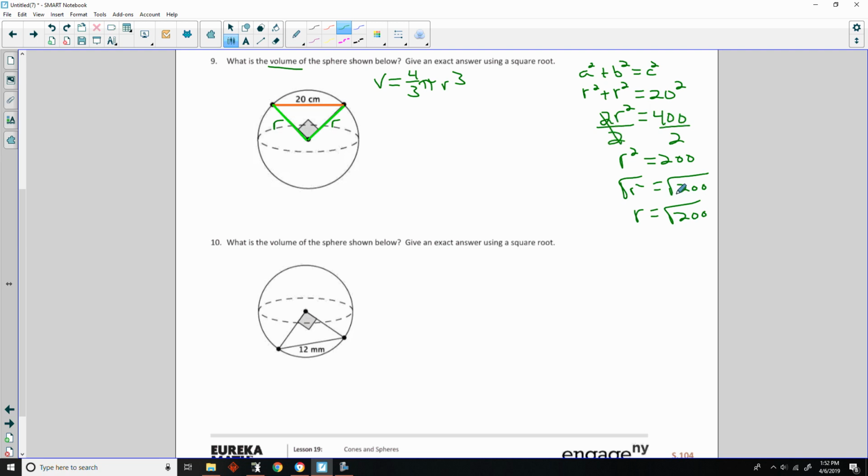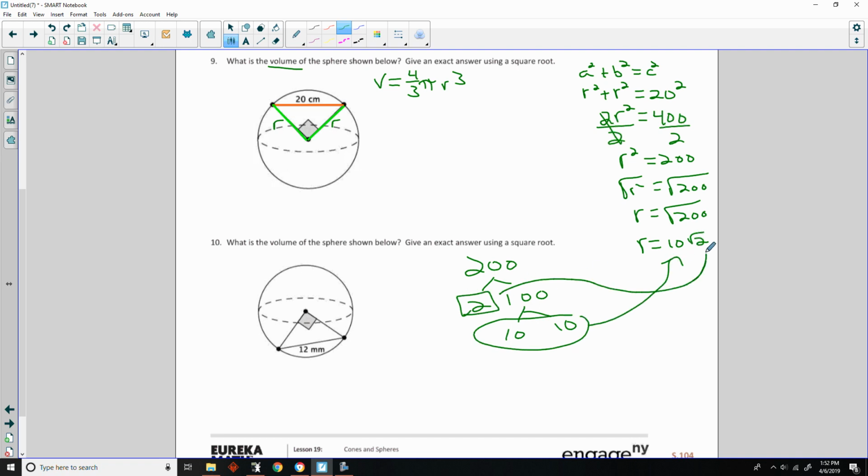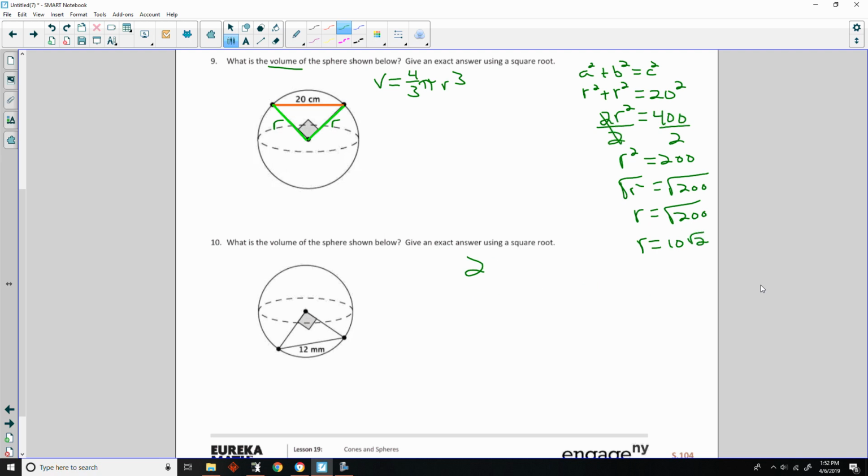Okay? But 200 is 100 times 2, and the square root of 100 is 10. So r equals 10 square root 2. And if you don't understand what I'm saying there, it's my factor tree thing again. 2 times 100, and 100 is 10 times 10, and the pair of 10s goes here, and the leftover goes under the radical. Okay? So that's where that came from. So r equals 10 square root 2.